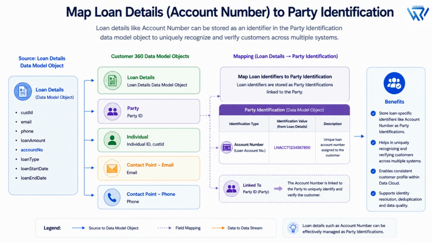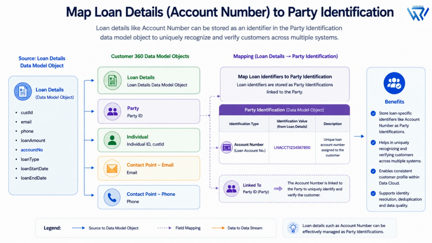After mapping the loan data set to Customer 360 data model objects such as party, individual, contact point email, and contact point phone, the loan account number within loan details is mapped to the party identification data model object. This enables the loan account number to be stored as a business specific identifier associated with the customer's party record.